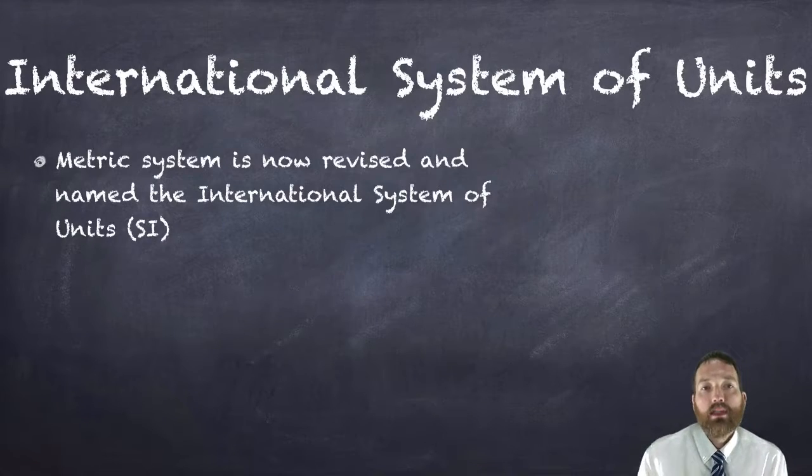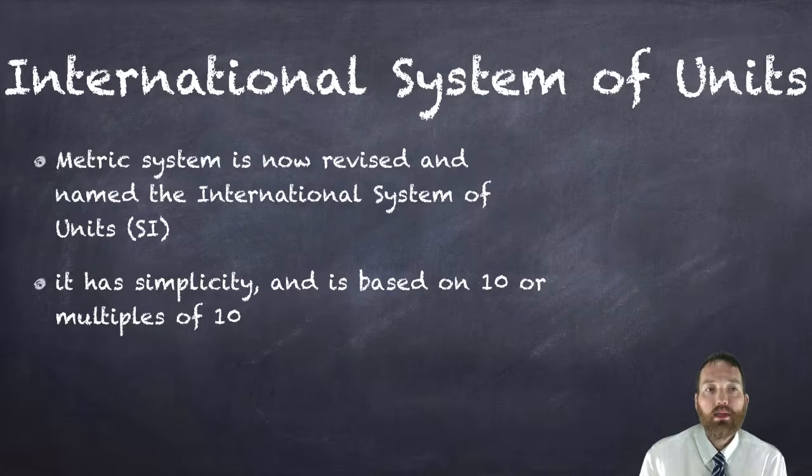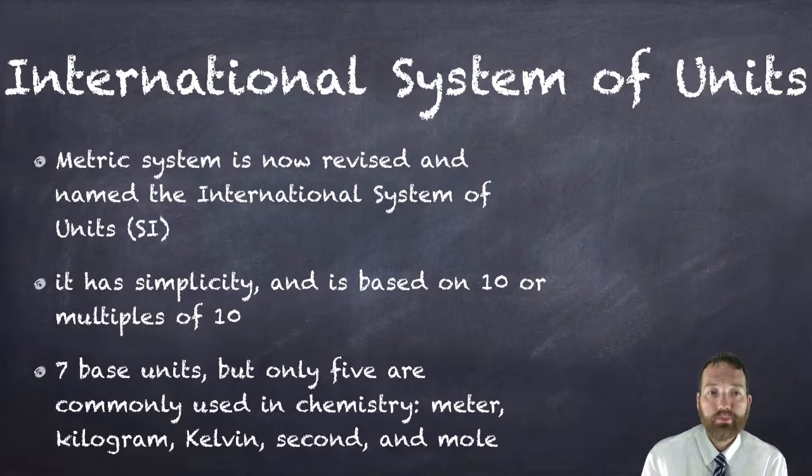The metric system has now been revised, and it's named the International System of Units, or SI for short. And like the metric system, it has simplicity. It's based on 10 or multiples of 10. And it might be difficult for you to learn at first because you're new to it. But once you do, I think you'll really like it because it's based on units of 10, it's very easy to convert from one unit into the other, which is something that you have to do a lot in chemistry.